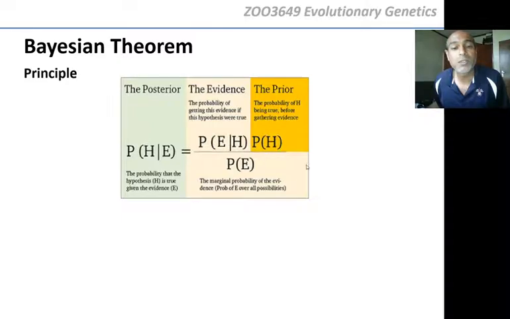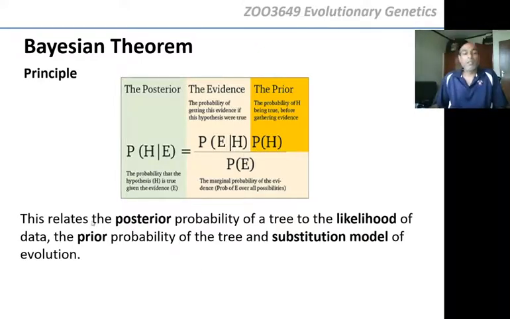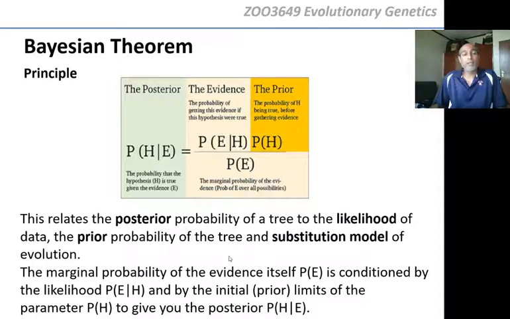So that's the likelihood, that's the prior, and that's the posterior. You will need to be able to explain this in your exam. You will need it, so please study it. This relates the posterior probability of a tree to the likelihood of the data and the prior probability of the tree, given the substitution model. So that is essentially what Bayes' theorem is all about.